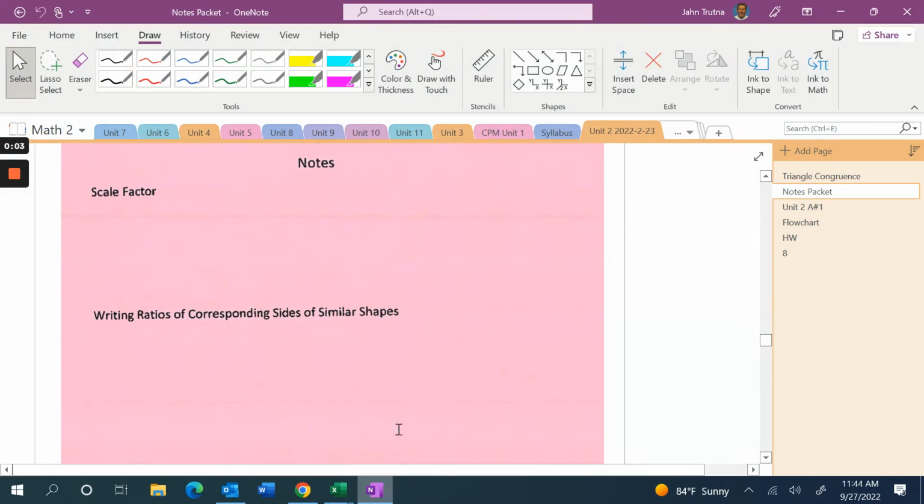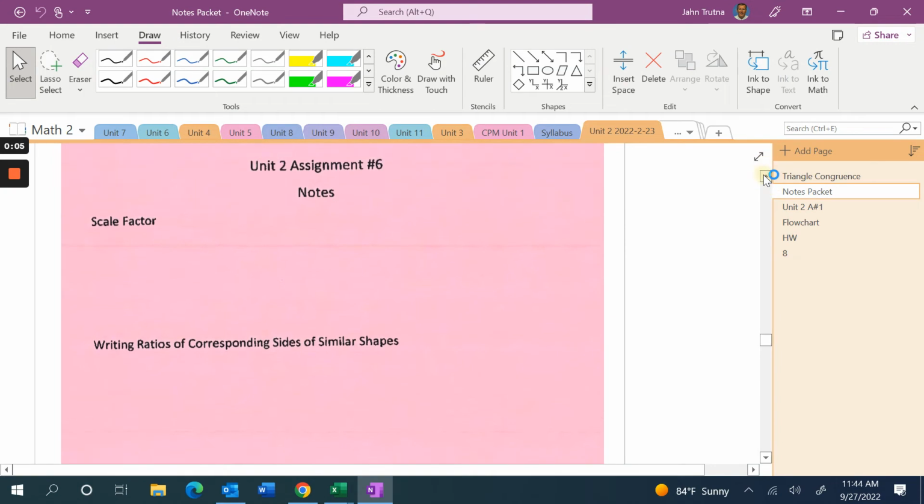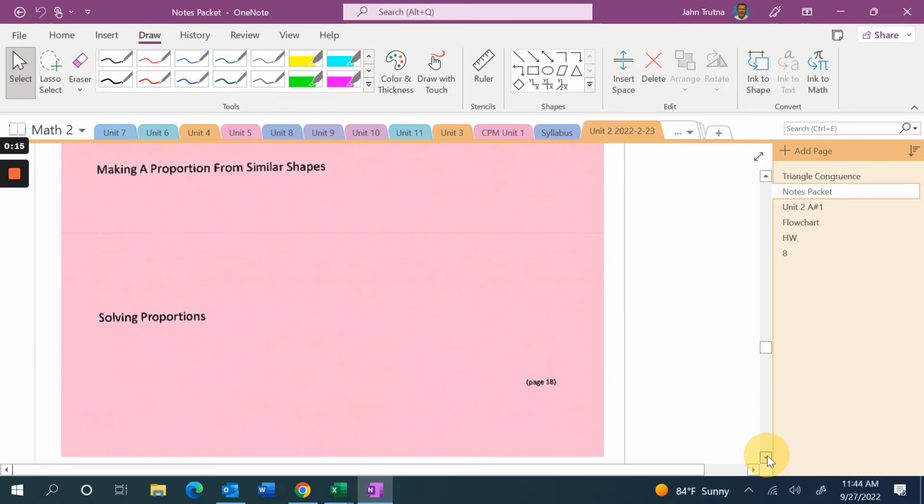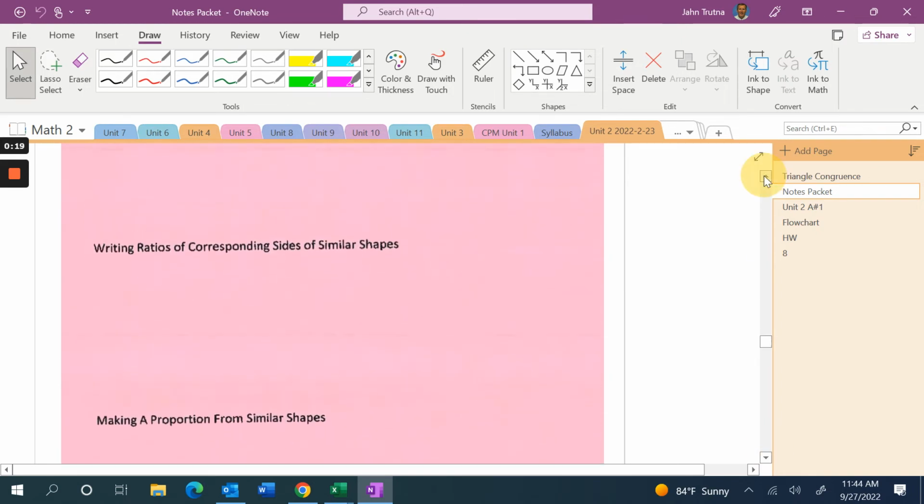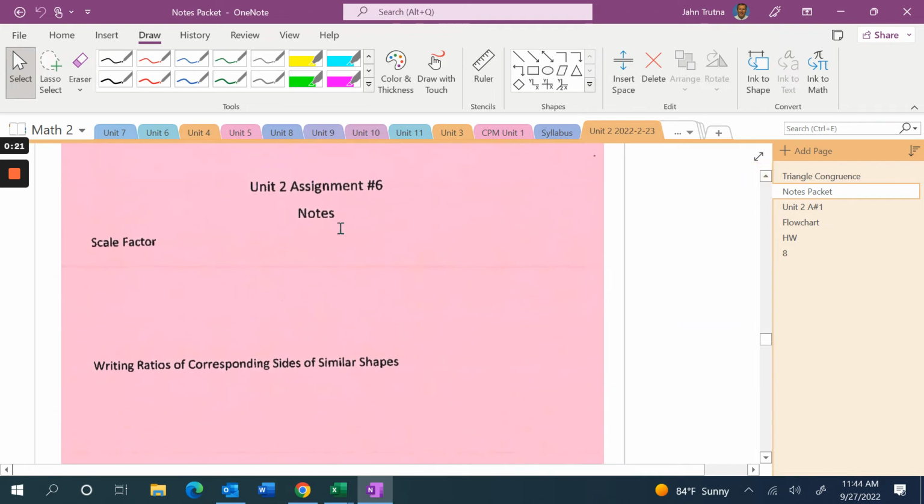Okay, we are on the notes for assignment number 6, which if you're on your notes packet, that's going to be page 18. Okay, so let's get going here. First thing we have is scale factor.